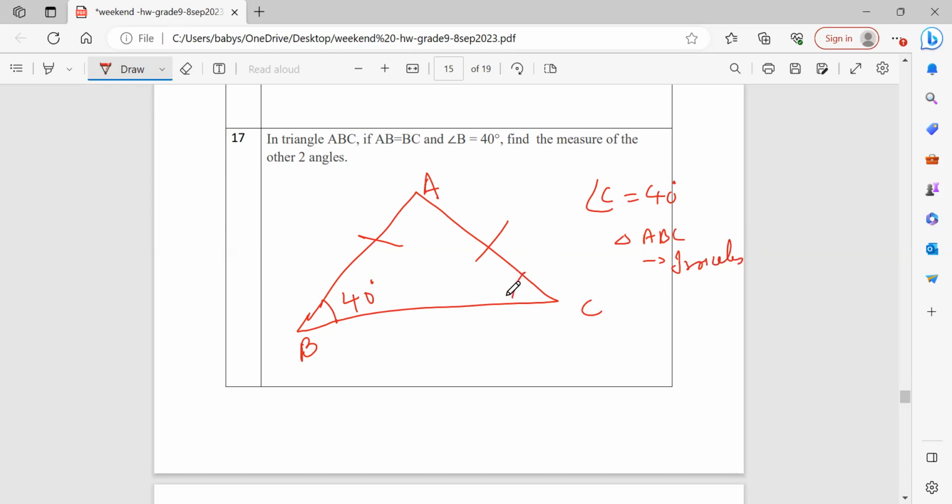So this side I'm marking it. See, this will also be 40 degrees. If you apply the angle sum property, 40 plus 40 is 80. 80 plus angle A is 180, so angle A is 180 minus 80, which is 100 degrees.